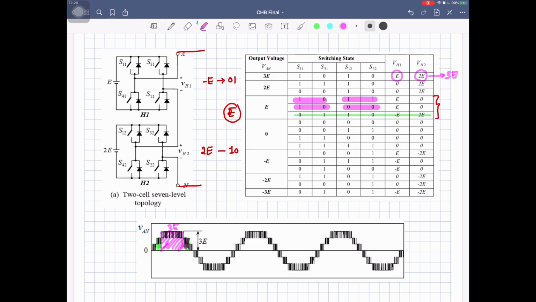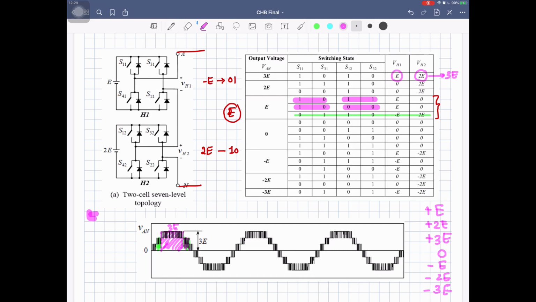So you can generate how many levels over here? You can generate E volts, you can generate plus 2E by using the lower inverter, and then summing them together you can get plus 3E, and then you can get 0, minus E, minus 2E and minus 3E. You cannot go above that one.